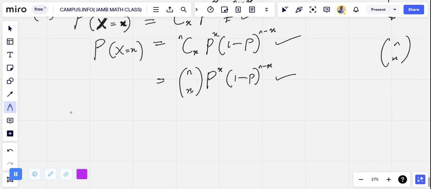The next thing to consider is what we call the mean. What is the mean of binomial distribution? You must know it. What is the variance? You must know it as well. And what is the standard deviation? Those three things you need to understand clearly.